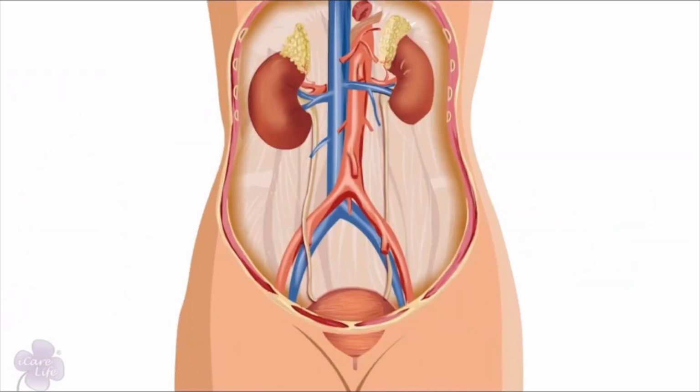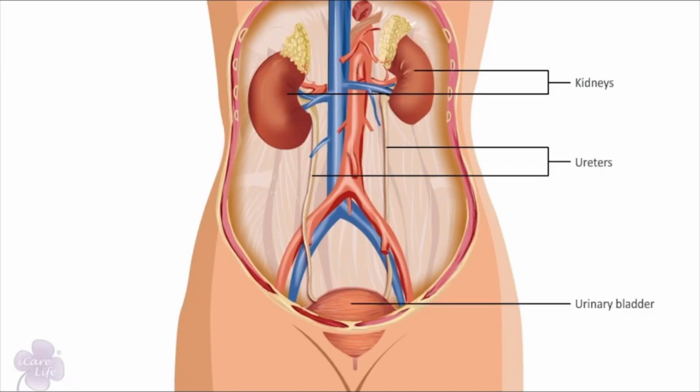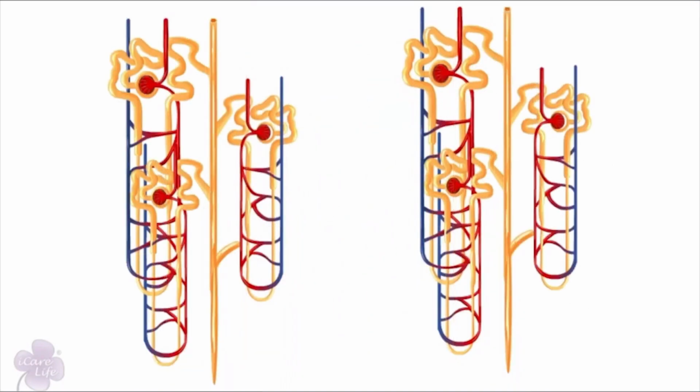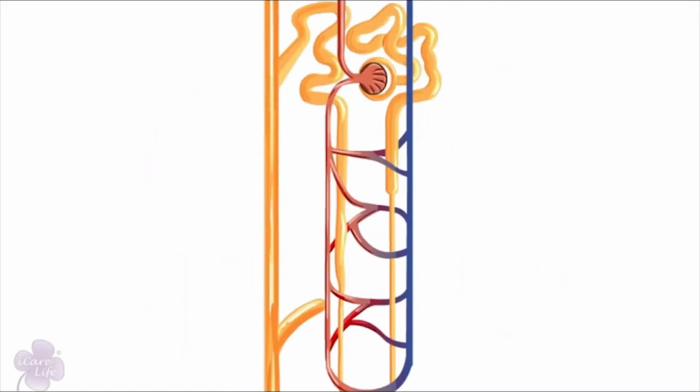Let us recap. The parts of the urinary system are kidneys, ureters, urinary bladder, and urethra. A kidney contains millions of filtration units called nephrons. The process of urine formation and expulsion is as follows.